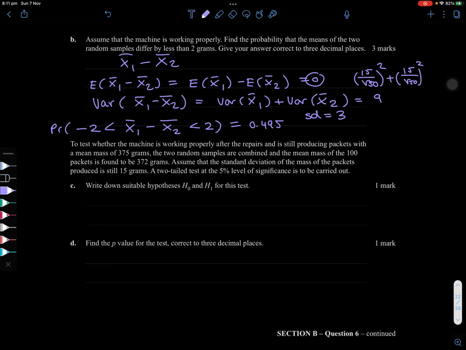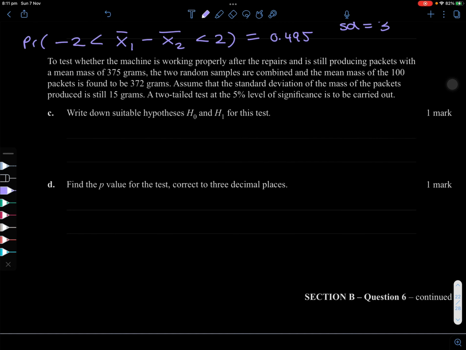To test whether the machine is working properly after repairs and is still producing packets with a mean mass of 375 grams, the two random samples are combined and the mean mass of 100 packets is found to be 372 grams. Assume that the standard deviation of the mass of the packets is still 15 grams. A two-tailed test at 5% level of significance is to be carried out. So write down a suitable hypothesis. Our null hypothesis is going to be that the mean is still 375, right? Nothing has changed.